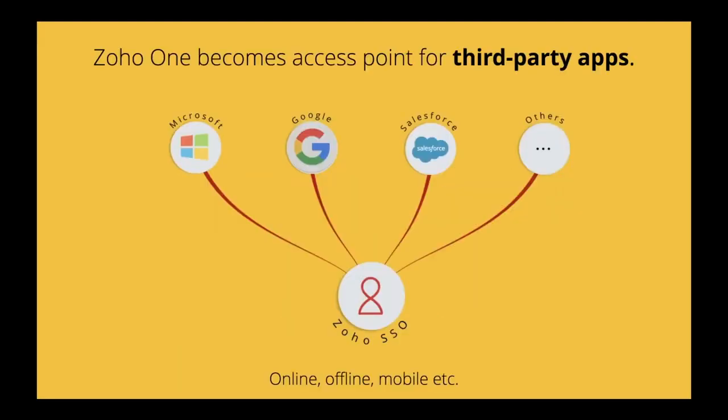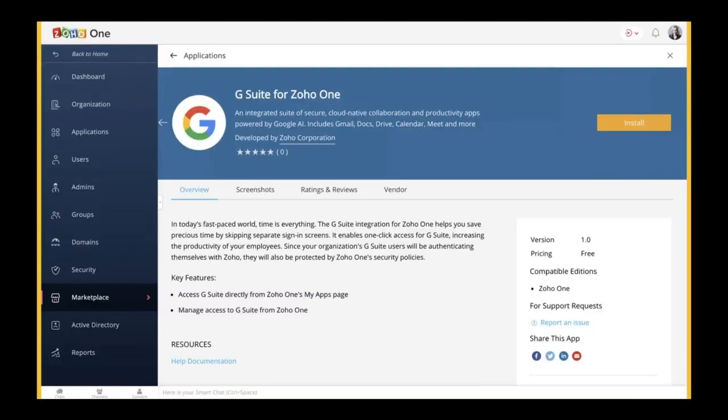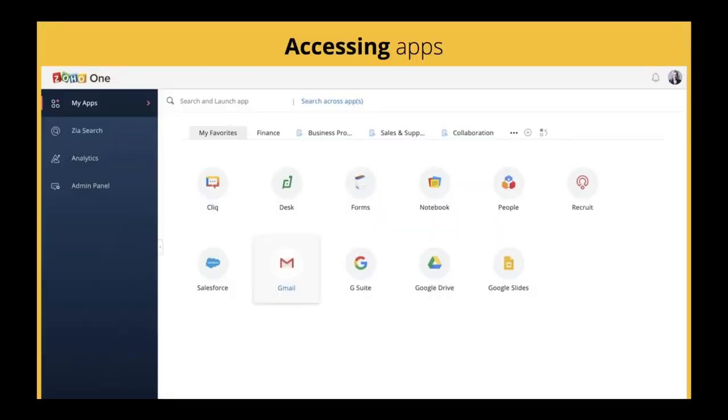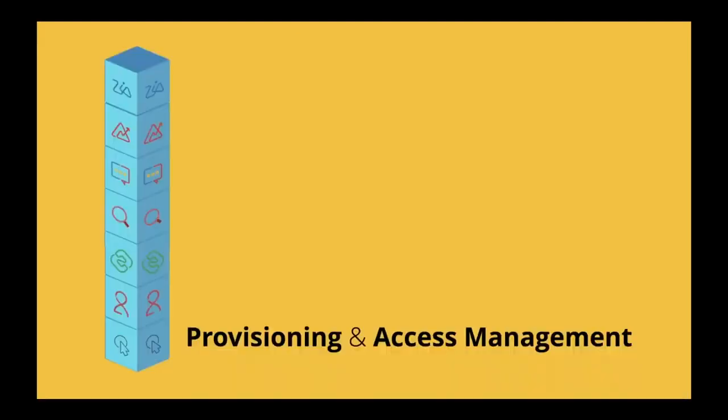So let's take G Suite, for example. If you are in Zoho One, you'll be able to go to the marketplace. And from within the marketplace, you can choose to install G Suite. And after you install it, you'll see that Gmail, G Suite, Google Docs, Google Sheets, all of these things are brought within Zoho One. So that means that if you want to sign into them or you want to use them, all you have to do is just click and it'll open and you can go from there. So that is what we've done there with identity and SSO.